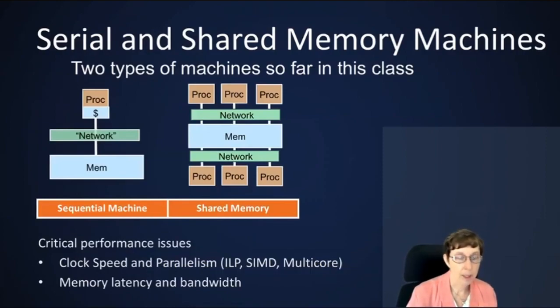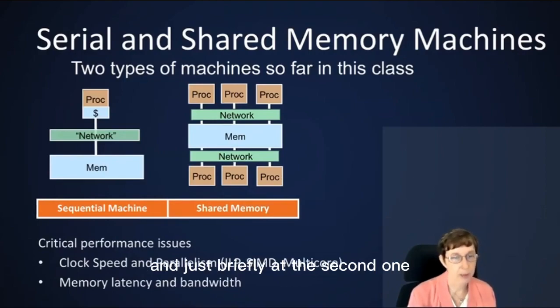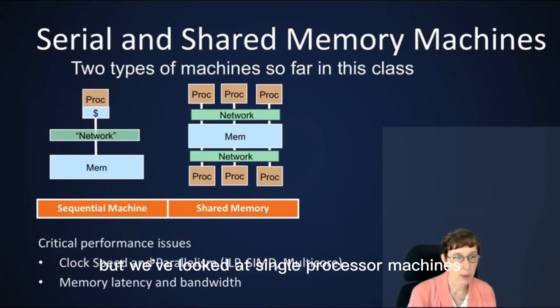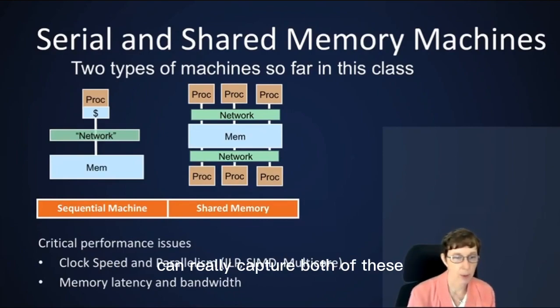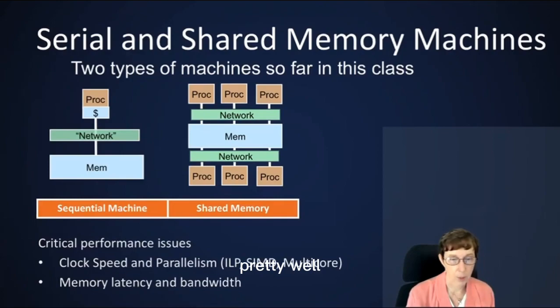Now, so far in this class, we've looked at 2 types of machines, and just briefly at the second one, but you're in the middle of that right now. We've looked at single processor machines, which roughly look like a processor connected to a memory, and it's got a cache, and then a shared memory machine where a bunch of processors all talk to the same shared memory. And the roofline model that I'll be describing today can really capture both of these pretty well.